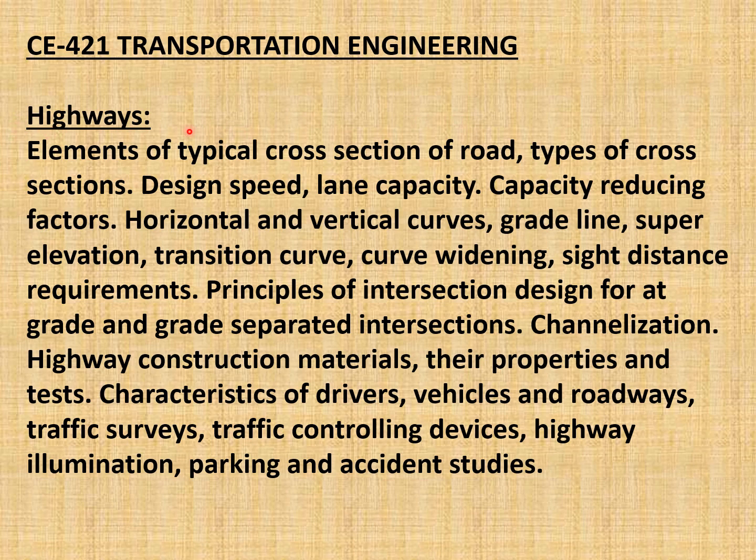This course content is for the highways, and here you can see elements of typical cross section of road, types of cross sections, design speed, lane capacity, capacity reducing factors, horizontal and vertical curves, grade line, super elevation, transition curve, curve widening, sight distance requirements, principles of intersection design for at grade and grade separated intersections, generalization, highway construction materials, their properties and tests, characteristics of drivers, vehicles and roadways, traffic surveys, traffic controlling devices, highway illumination, parking and accident studies.